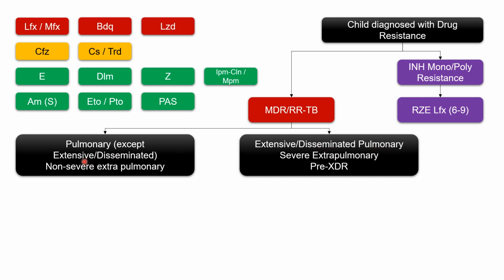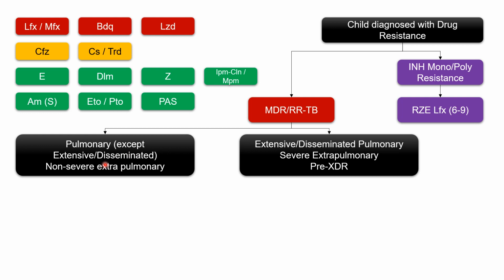Second category is extensive disseminated pulmonary. That means the group that has been removed from here is here. Extensive disseminated pulmonary, and here it was non-severe extrapulmonary, so here it will be severe extrapulmonary, and pre-extensively drug resistant. That means fluoroquinolone is also resistant. So these have been classified into these two groups.